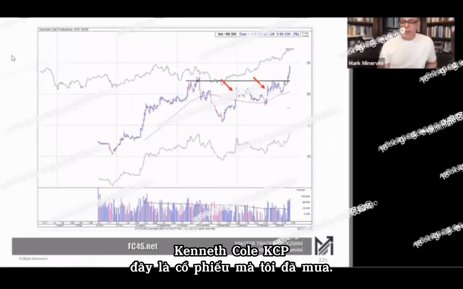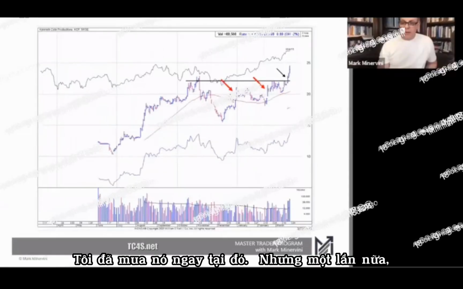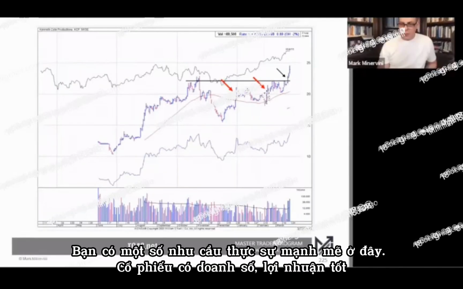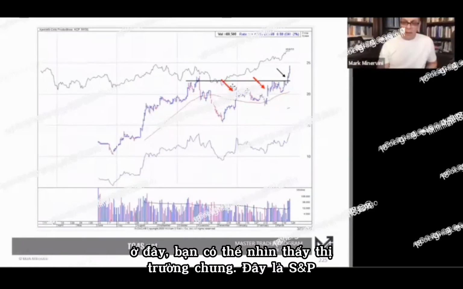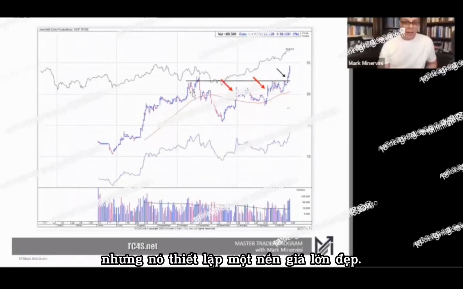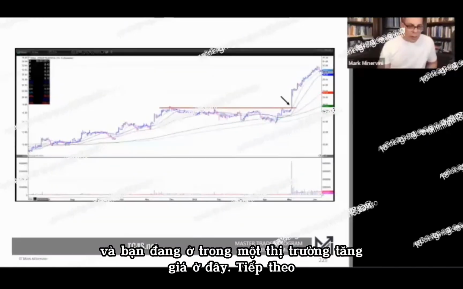Kenneth Cole, KCP, this was a stock that I bought. I bought it right over, actually right here as it was breaking out. I bought it right there. But again, you see the nice demand you have here coming off up the right side here. You got some real strong demand here. They had really strong earnings, sales. And again, you can see the market. This is the S&P. The S&P had already been moving here. So this was actually lagging the S&P, but setting up a nice big base. But you're in a bull market here. So I'm going to move on here.